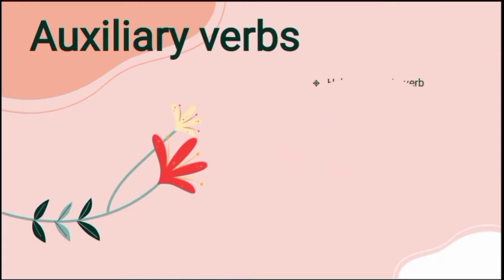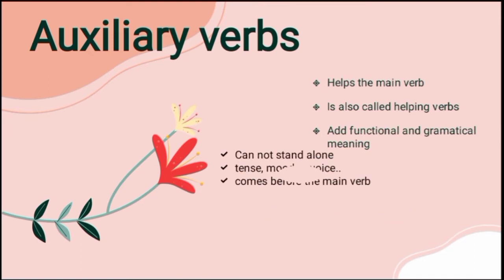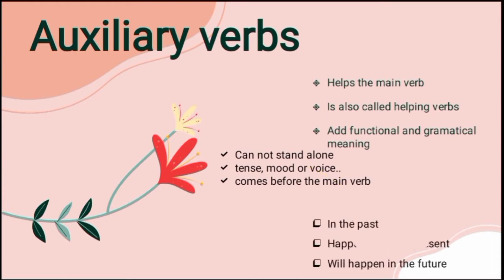Next, auxiliary verbs. Auxiliary verbs help the main verb and are also called helping verbs. The action happening in the past or happening in the present or will happen in the future. Auxiliary verbs are verbs that add functional or grammatical meaning to the clause in which they occur. Auxiliary verb cannot stand alone without a verb. In a clause or sentence, this auxiliary verb usually comes before the main verb.